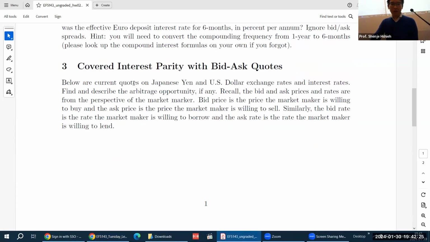Okay, so in this setup of the question, you have current quotes on Japanese yen and US dollar exchange rates and interest rates. And you're supposed to find and describe the arbitrage opportunity if possible. And the rest of the sentence just describes to you what bid and ask price means. So we talked about that last week.